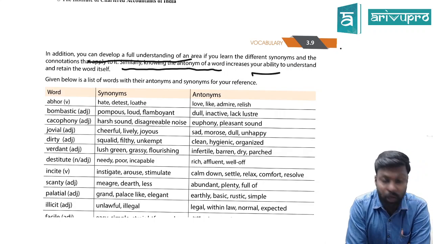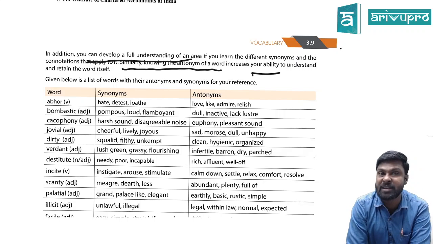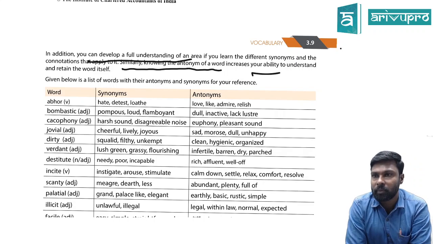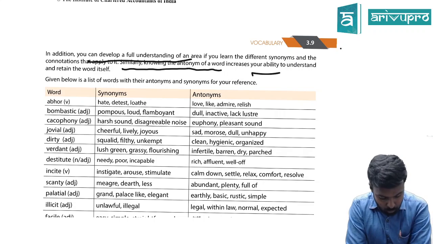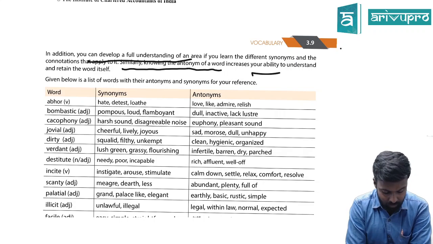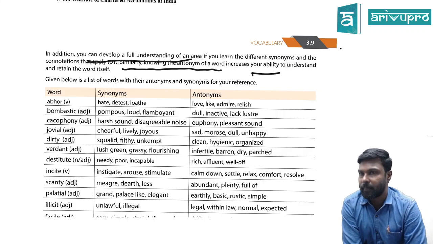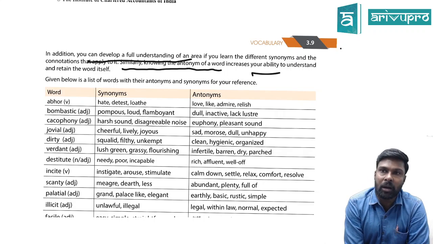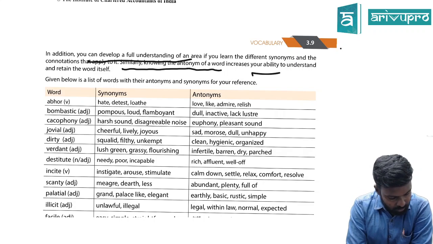Next one. Destitute. Who's a destitute? Somebody who is needy. Somebody who's poor. Incapable. Such a person is a destitute. And the opposite is rich, affluent, well off. I come from an affluent family. I come from a well off family. My parents are rich.